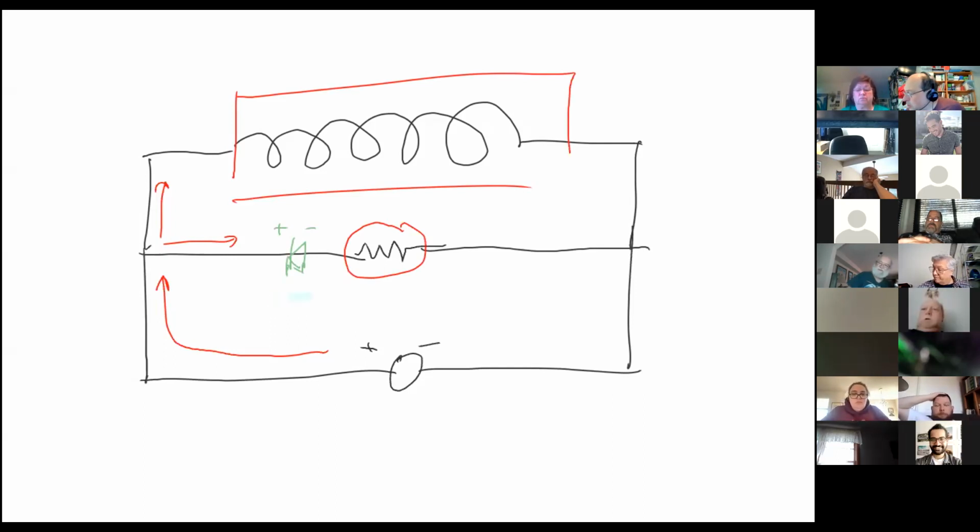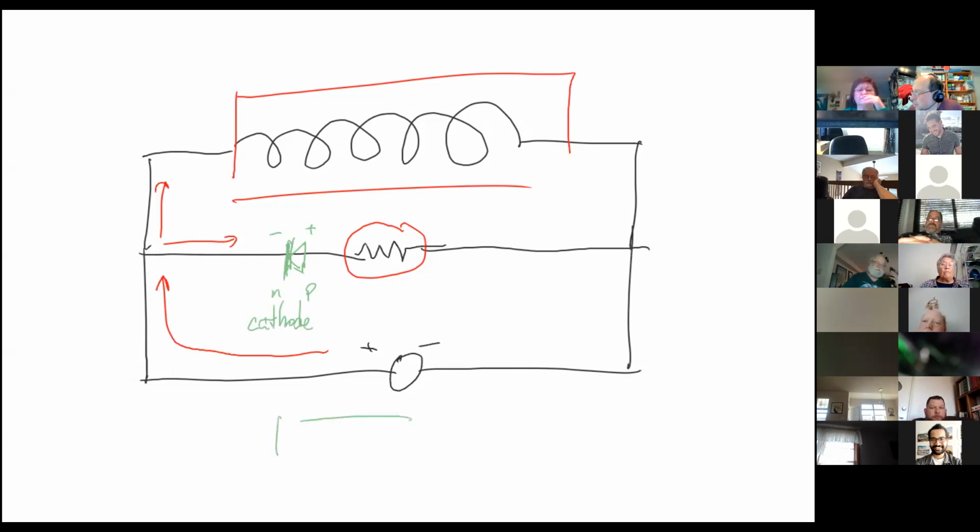Actually, I drew that backwards. P material and N material, like that. All right, and this is the cathode. The cathode on a diode is marked with a stripe. It looks like that. This is the positive terminal. This is the negative terminal. The important thing about a diode is that it only runs in one direction. It goes from plus to minus.